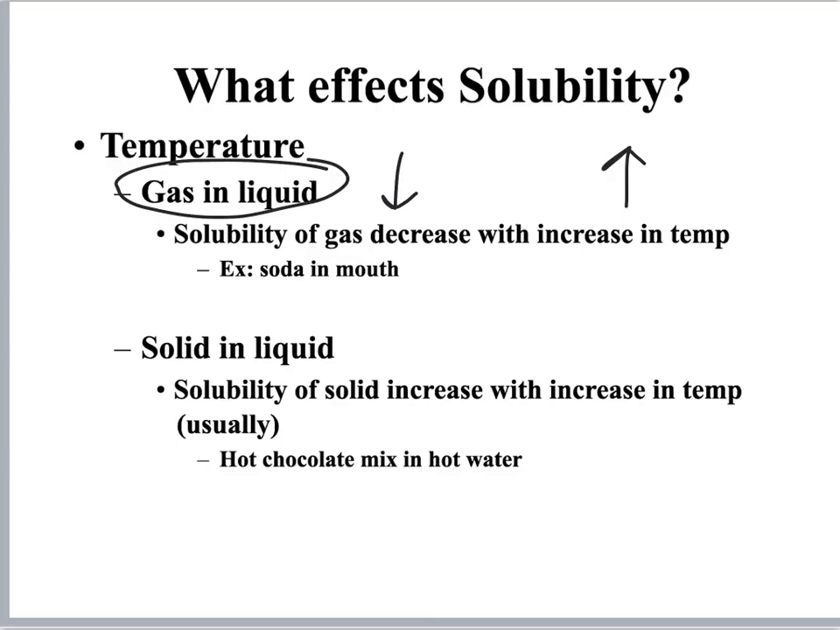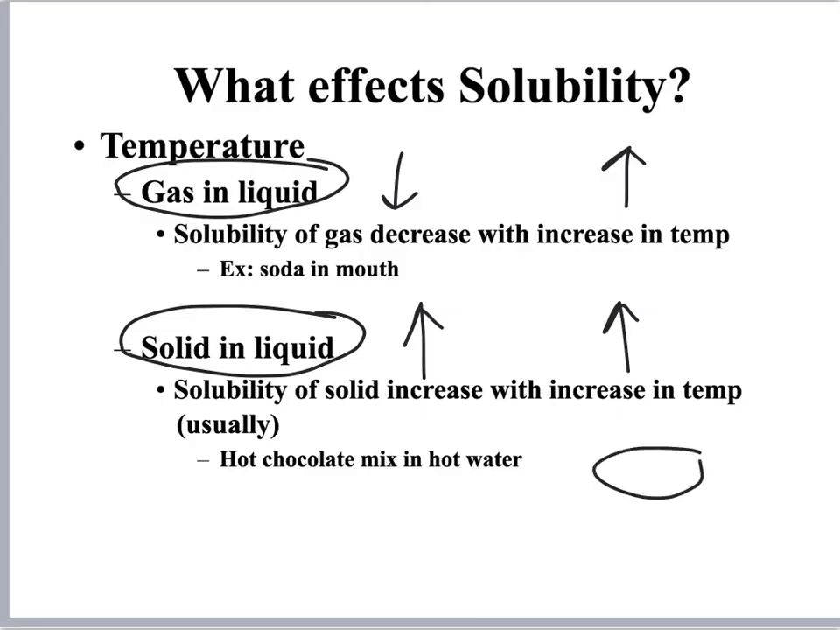Now, if you're going to look at temperature for a solid and a liquid, though, it's the opposite, just like we talked about with hot chocolate. As you increase the temperature, you increase the solubility of a solid. So that's why in hot cocoa, if you have very hot water, steaming hot, you can dissolve way more hot chocolate mix at a quicker rate in hot water than cold water. And that's because the solubility increases as temperature increases for a solid and a liquid.